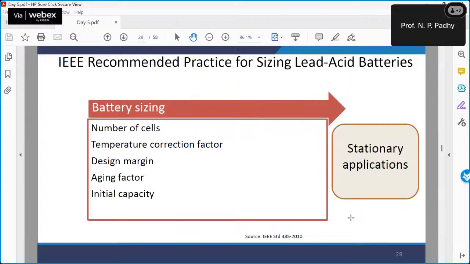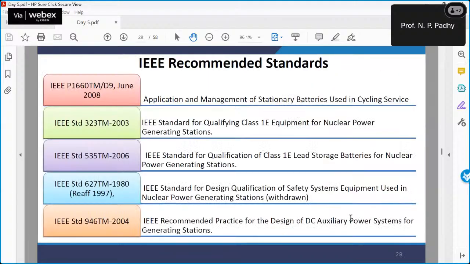There's a practice for sizing lead-acid batteries: how many cells, temperature correction factor, design margin, aging factor, initial capacity, for any given stationary application. There are many IEEE recommended standards that we need to understand. I recommend all of you to have a look, and each IEEE standard defines the role under this scripture.